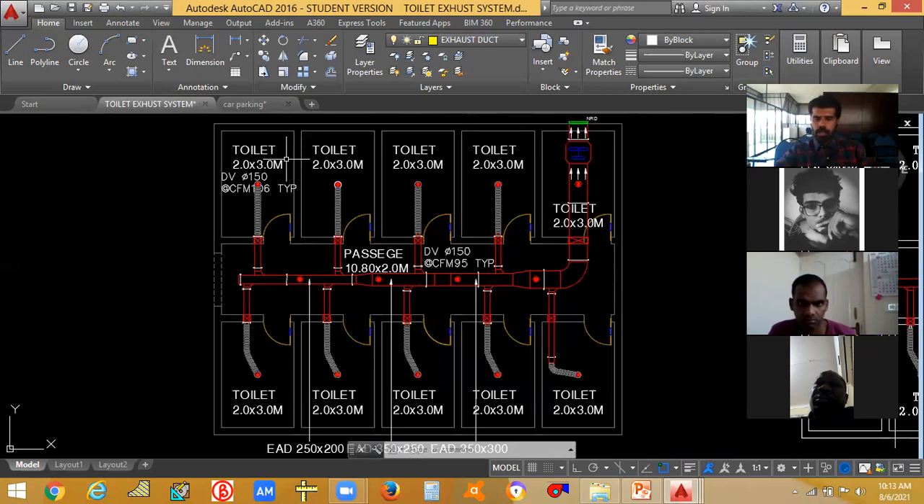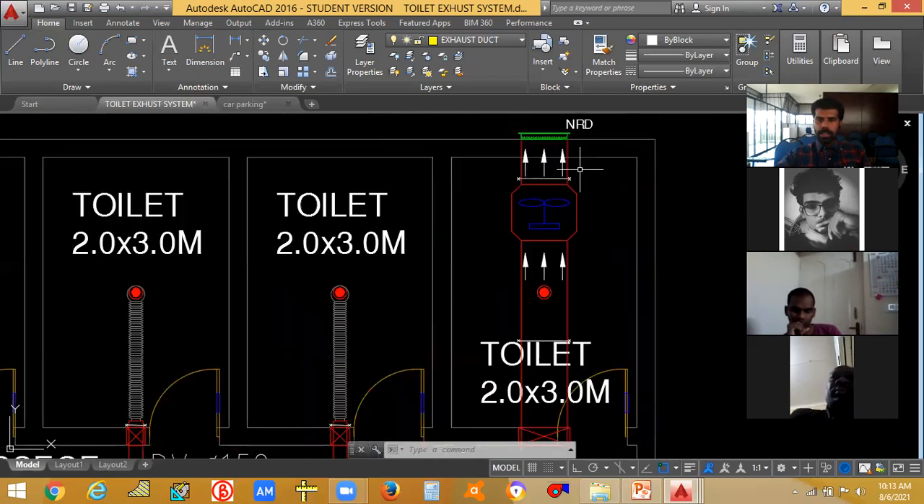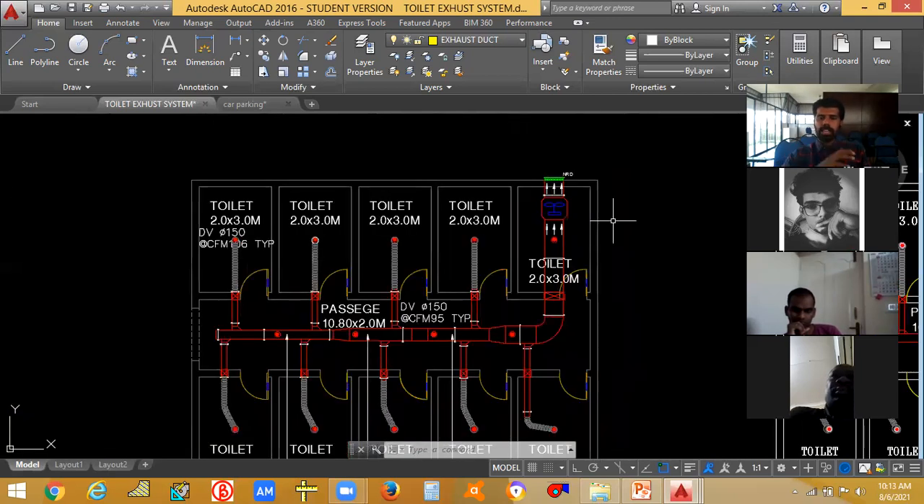This is the toilet, and you have a passage also. The size of the toilet and the size of the passage are also given. Fine. Now I am going to find out the ventilation. I am choosing an exhaust fan here, and I am choosing that my air has to be exhausted through a duct.